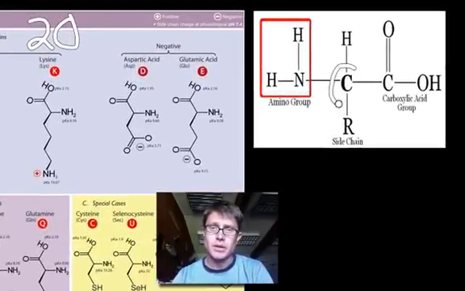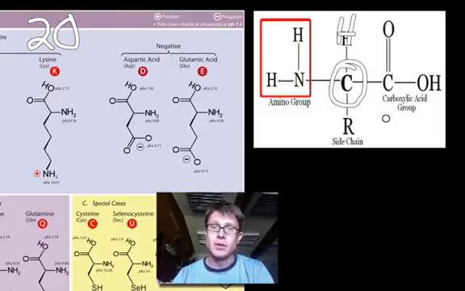What do we got? Well, we have a carbon in the middle. We have a hydrogen off one side. We have a carboxyl group, a functional group on this side, which is a carbon, 2 oxygens, and a hydrogen. And then we have an amino group on this side, which is a nitrogen attached to 2 hydrogens.